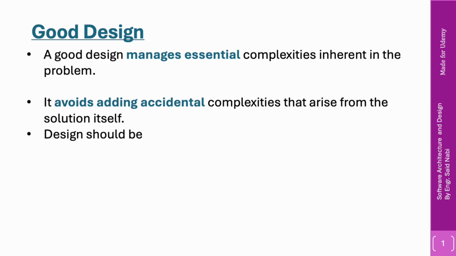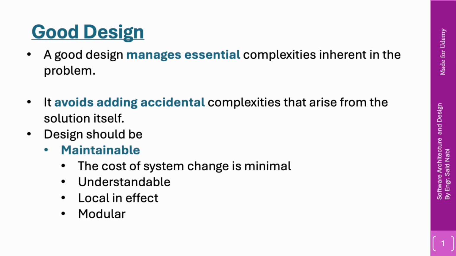Design should be maintainable. The system can evolve without massive effort. For example, adding a new payment method to Amazon's checkout system should be simple and localized. And design should be understandable. Other developers should grasp it quickly. For example, a clear naming convention and a modular structure in Spotify's playlist system make it easy for new engineers to contribute.